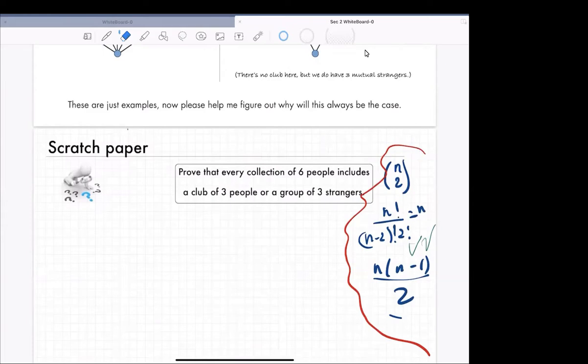Can somebody say? So yes, please. I was going to say that the question is basically asking there is at least 3 people that know each other or they don't know each other. So it's black or white, 1 or 0. Exactly. So that's exactly right.